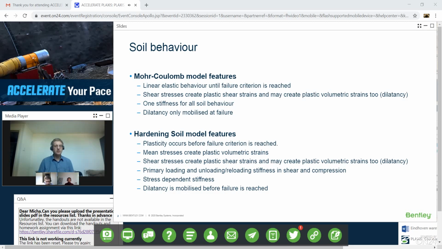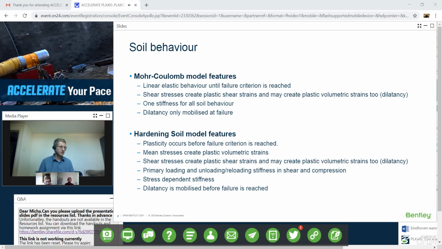Because I can create these plastic volume strains due to dilatancy at shearing, and shearing occurs already before reaching failure, that means that dilatancy already occurs before reaching failure. So where Mohr-Coulomb says that even up to 99.9% mobilized strength there is no such thing as dilatancy, only at failure, the hardening soil model says no. The closer you get to failure, the more strength you mobilize, the more dilatancy you will already develop, and not just at failure itself.